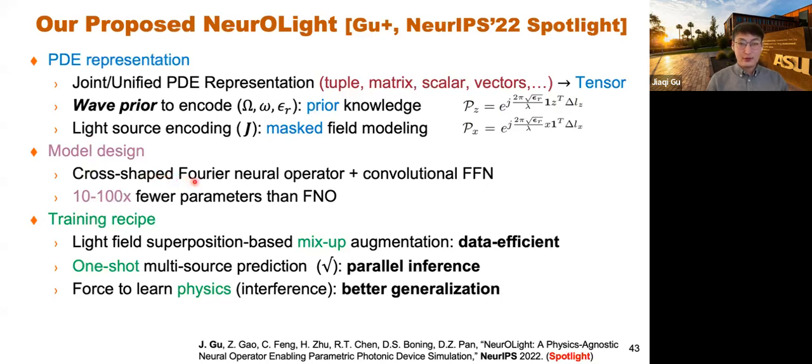If you don't know what a Fourier neural operator is, it's based on Fourier transform and matrix multiplication in the Fourier domain for kernel integral. Then you can progressively solve the PDE. A Fourier neural operator is not very efficient, especially if you have 100 million parameters for learning, then you can easily encounter overfitting. So we proposed a cross-shaped Fourier neural operator plus some convolutional feedforward network.